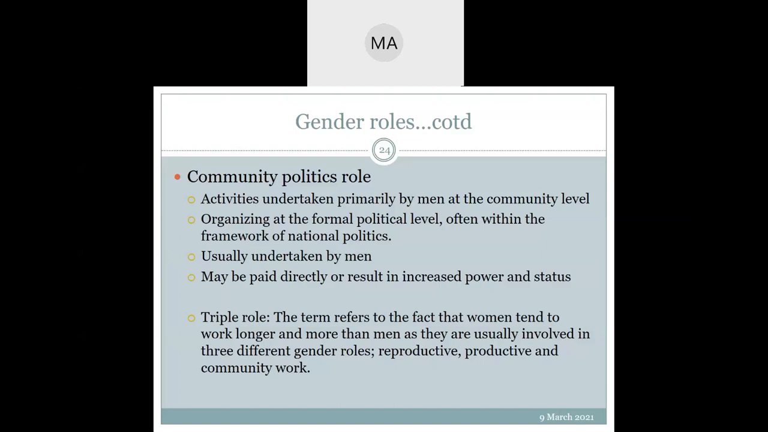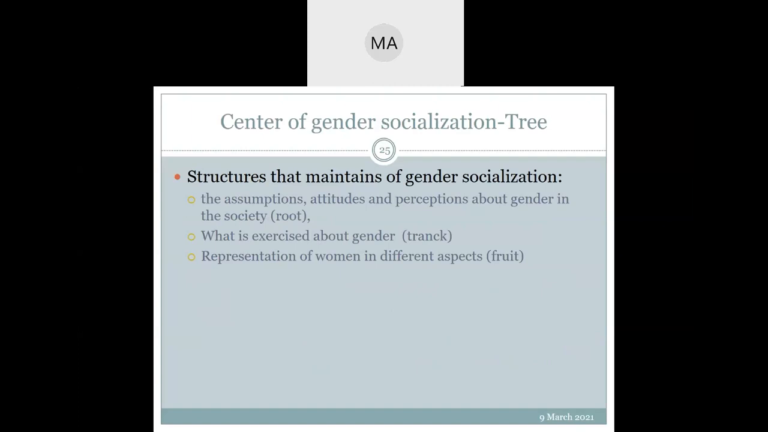So in general, a woman has about a triple role: she has social, reproductive, and productive responsibilities. These are the general activities, or triple role, given to the woman. So when we talk about socialization, how gender is socialized in the community, there is maintenance of gender socialization: the assumption, the attitude, and the perception about gender in the society are the root cause for the socialization of gender in a specific society. How they assume gender, what attitudes they have about gender, and how they perceive it. This is the root of the difference in gender conception and socialization in the society.